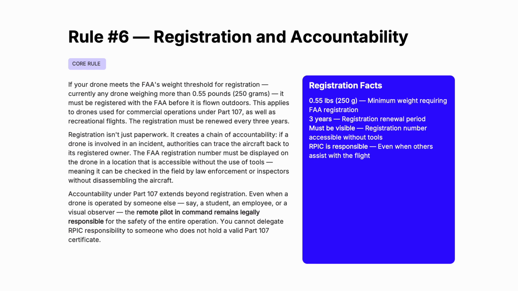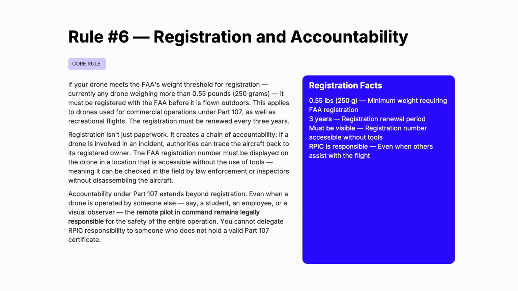Rule number 6, registration and accountability. If your drone weighs more than 0.55 pounds, that's 250 grams, it has to be registered with the FAA before you fly outdoors, whether you're flying commercially under Part 107 or recreationally. The registration has to be renewed every 3 years, and this isn't just paperwork. It creates a chain of accountability.